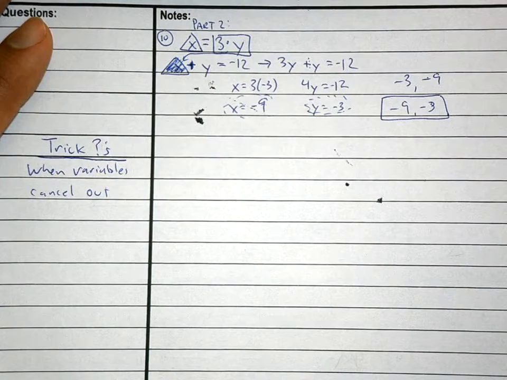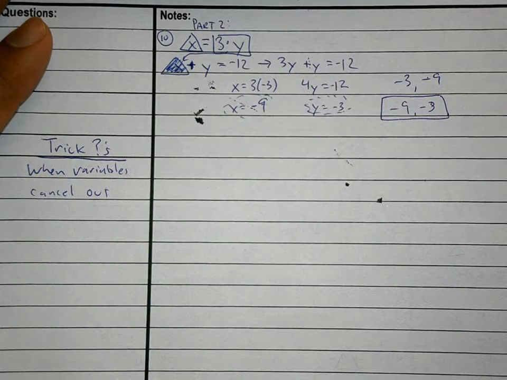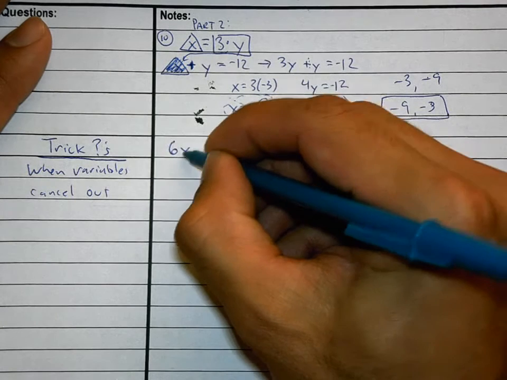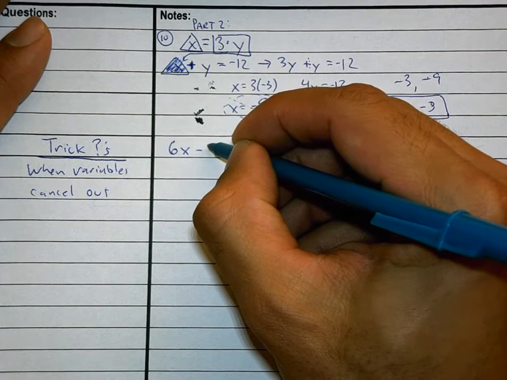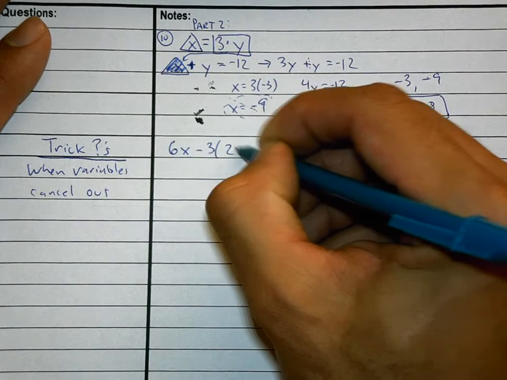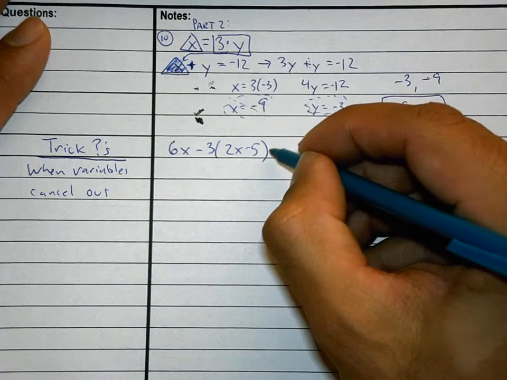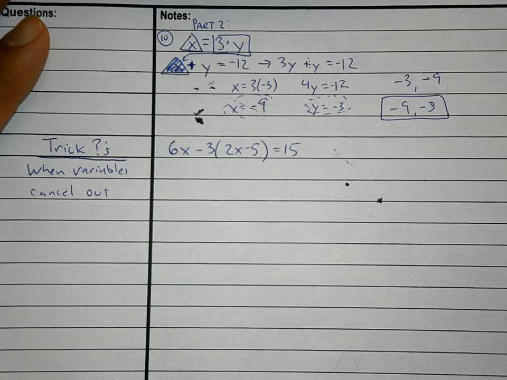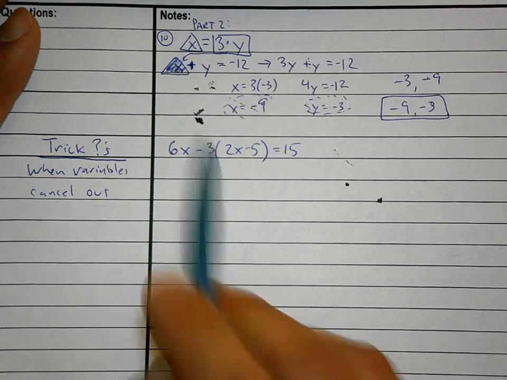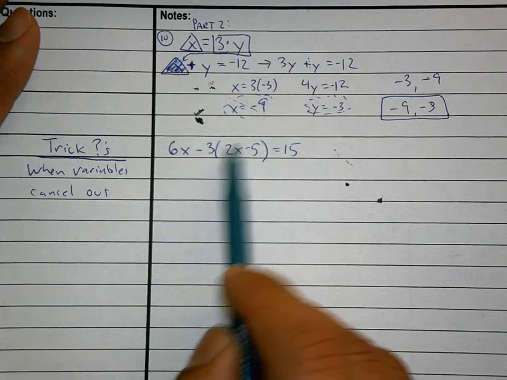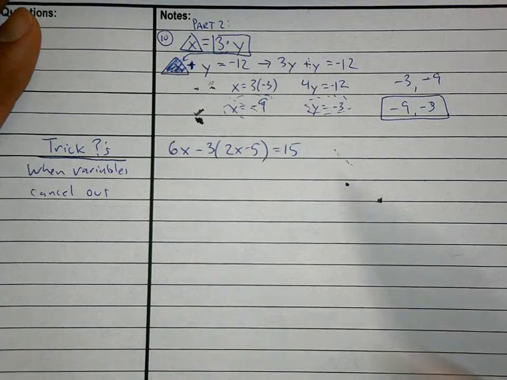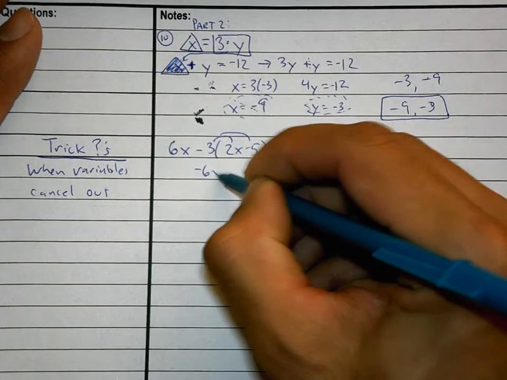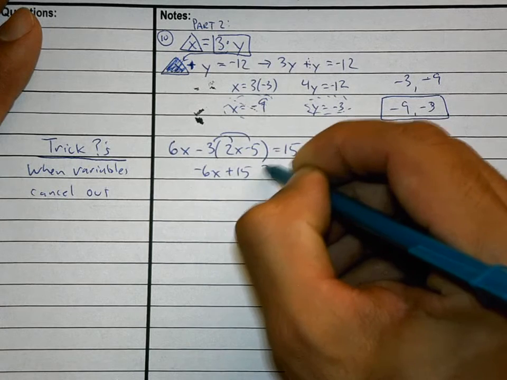Okay, using the method that you just learned, sometimes you're going to get problems that look like this, and I want to show you what it looks like. Minus 3, 2x minus 5 equals 15. Let's say you're working on a problem and it says 6x minus 3, and then you plug this in, 2x minus 5 equals 15. And this is what happens. You distribute and you get negative 6x plus 15.